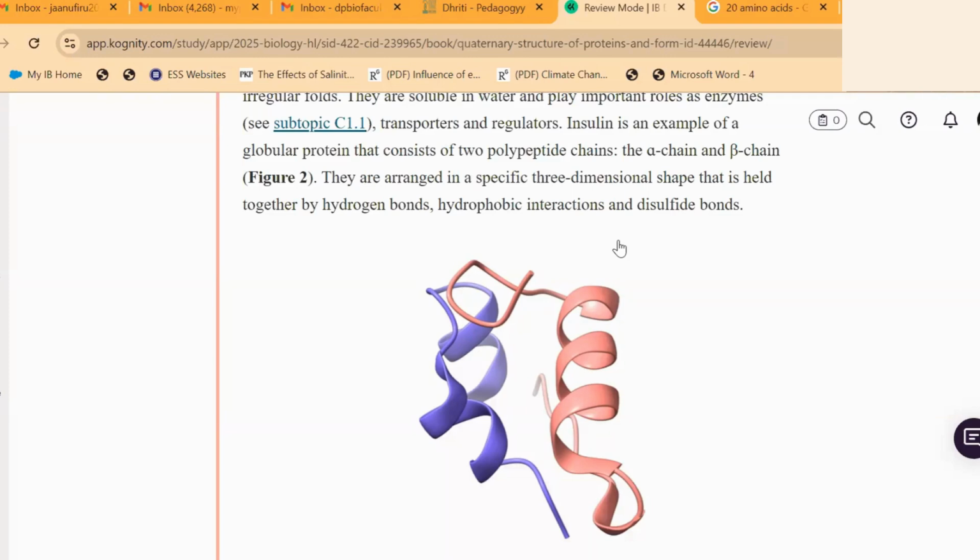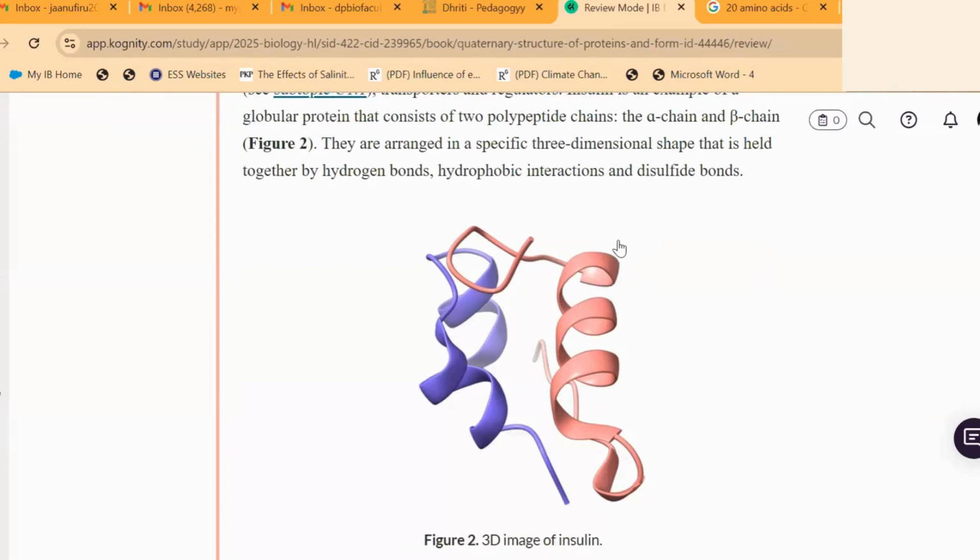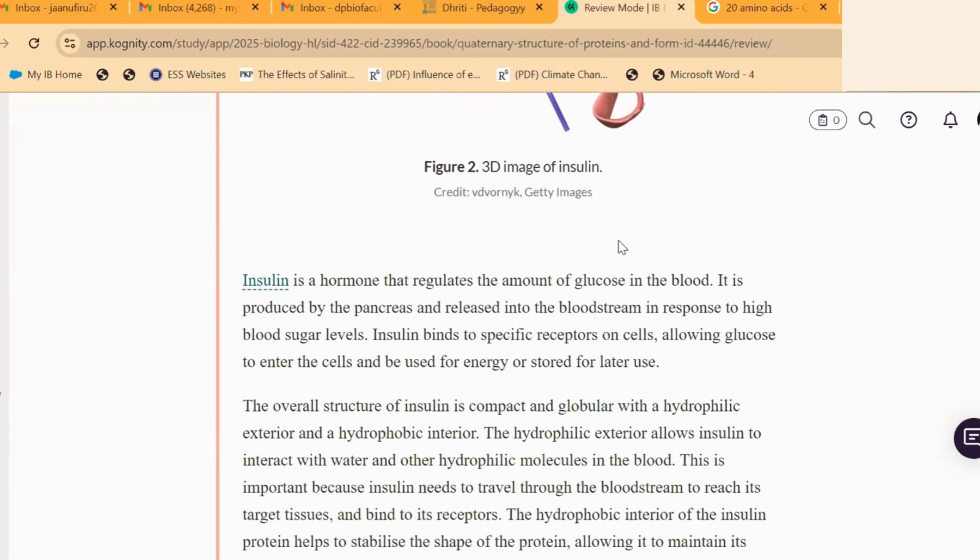So the sequence of amino acids. Here there might be some sulfur-containing amino acid which has enabled them to form a disulfide bond, right? There would have been polar amino acids arranged appropriately, which would have enabled the different kinds of bonding that is required for a three-dimensional shape. That's the reason insulin is a globular protein and it has a three-dimensional structure.